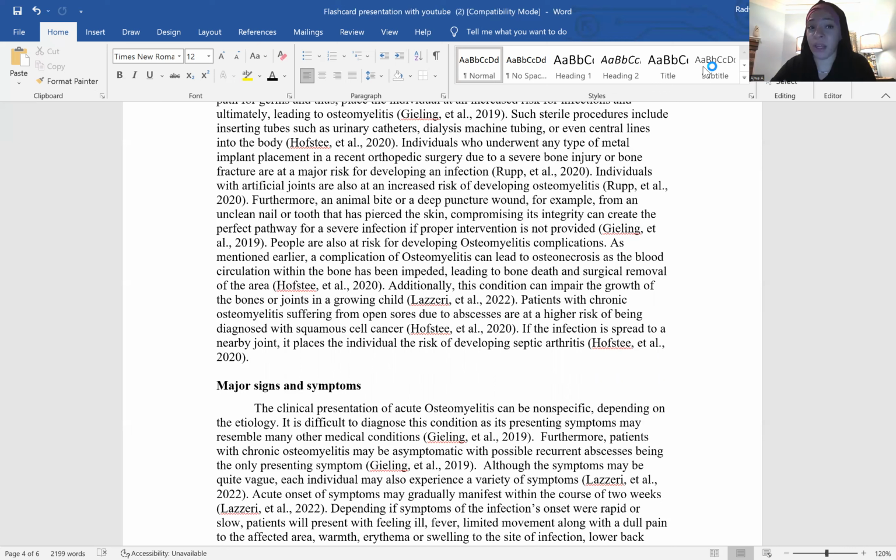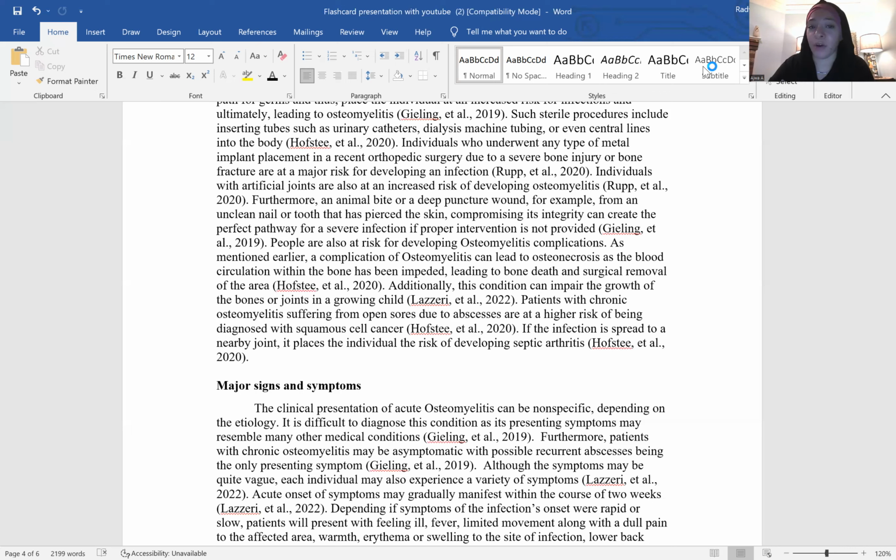Individuals who underwent any type of metal implant placement in a recent orthopedic surgery due to a severe bone injury or bone fractures are at a major risk for developing an infection. Individuals with artificial joints are also at an increased risk for developing osteomyelitis. Furthermore, an animal bite or a deep puncture wound, for example, from an unclean nail or tooth that has pierced the skin, compromising its integrity, can create the perfect pathway for a severe infection if proper intervention is not provided.